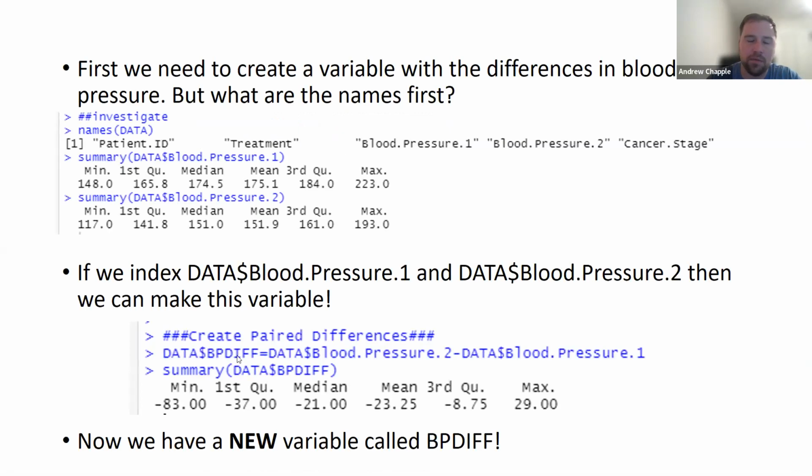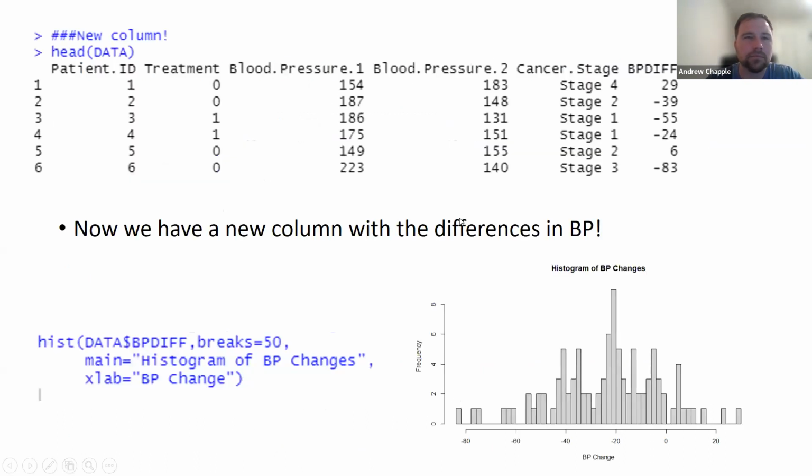I'm creating a variable named BP diff. It's the second blood pressure minus the first blood pressure. And then I'm going to summarize these differences. So you can see here in this command, I'm actually indexing it now. So $BP diff, that's indexing the BP diff column here. So you can see right on the header, now I actually have a new variable stacked onto the end.